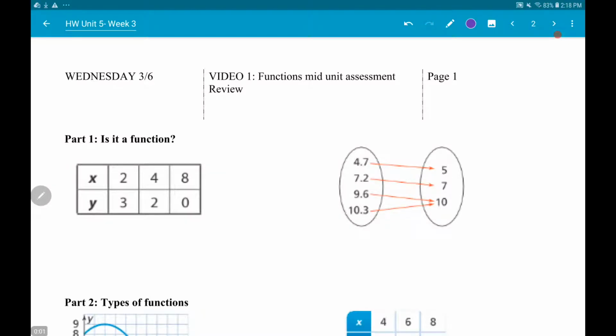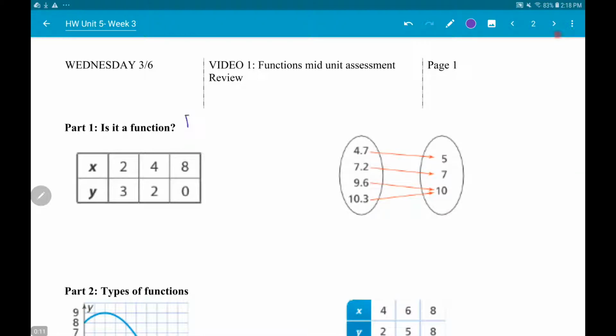Hi guys, so this video is for your mid-unit assessment tomorrow. We are reviewing the 3 things that we reviewed in class. So the first thing is: is it a function? That is asking if it's a function or not.